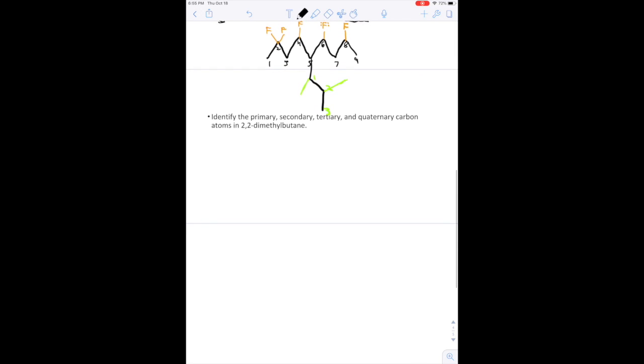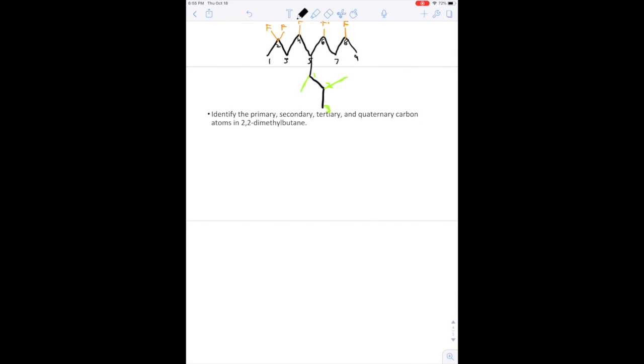Hopefully you paused the video and gave it a shot. I'm going to try now to name it again. Same rule, start with butane. 1, 2, 3, 4. Perfect. It's saying it's branching off 2 methyl groups on carbon 2. Boom, boom, methyl groups.